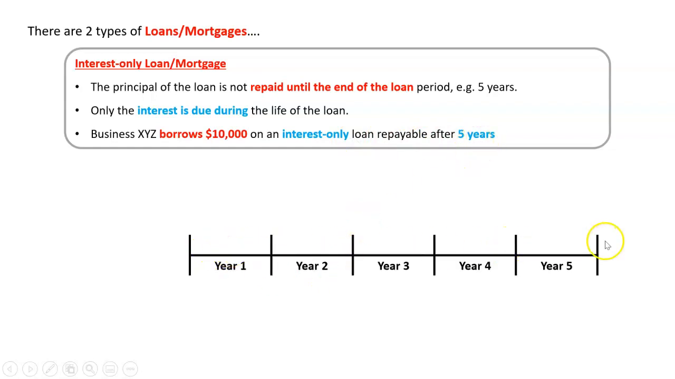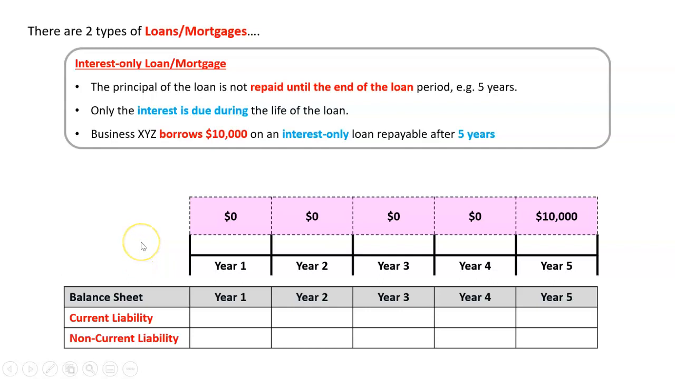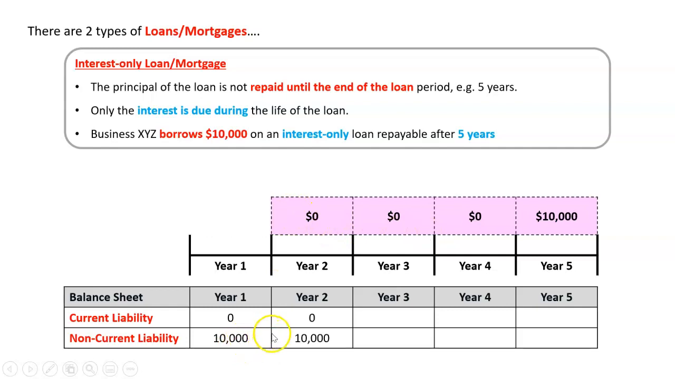Here's our time frame again. In the first 4 years, we're only going to pay the interest. We're not going to repay the principal of the loan. So that would be 0, 0, 0, 0, and then at the end of year 5, we'll pay all $10,000. So our loan is actually a little simpler to classify here. What's due in year 1? 0, so current is 0. What's due after year 1? $10,000. Now it's all due in the last year, but that doesn't matter. We're just saying what's due after the next 12 months. So that's $10,000. Year 2, it's the same. Year 3, it's the same. Year 4, it's the same, because it's an interest-only loan.